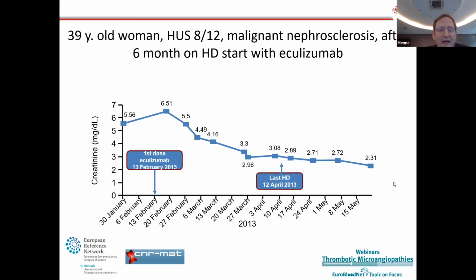So brilliant. And we did, of course, also genetic mutational analysis, and we found a C3 gain of function mutation. So she really had a complement mutation. What I hadn't mentioned is one patient initially had no genetic mutations that we could detect in 2009.